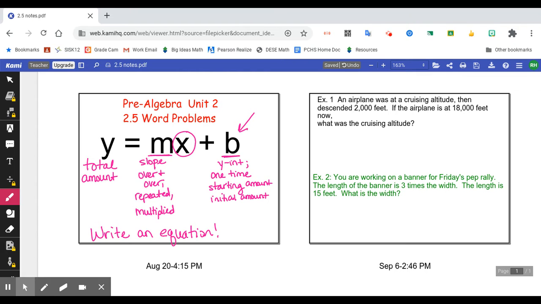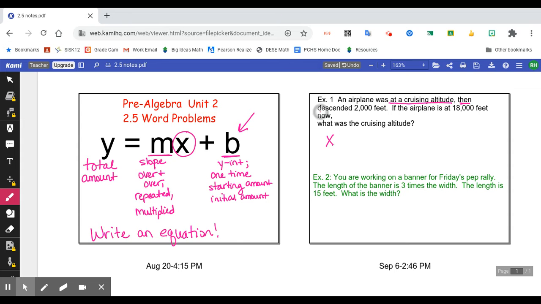An airplane was cruising at an altitude, then descended 2,000 feet. If the airplane is at 18,000 feet now, what was the cruising altitude? So when I do word problems, I like to start and do one thing at a time and figure out what part of the equation that is. So if I read this again, an airplane was cruising at an altitude. They don't tell us what it is. So if they don't tell us what something is in math, that's when we use our variable. So the plane was cruising along at some altitude. We're going to call that x.